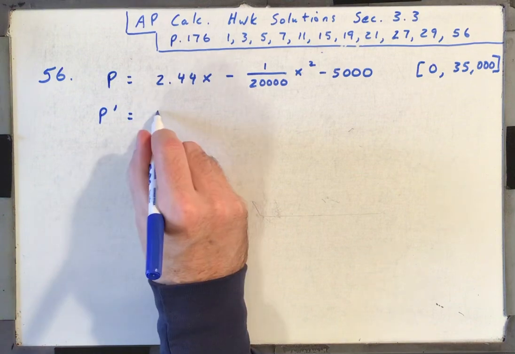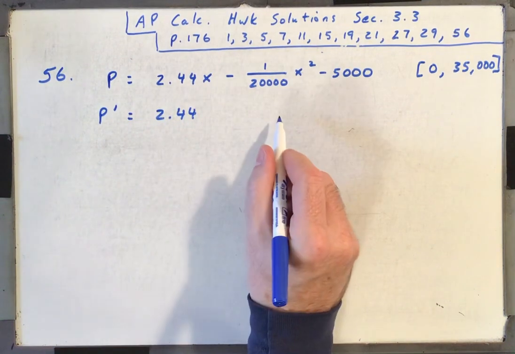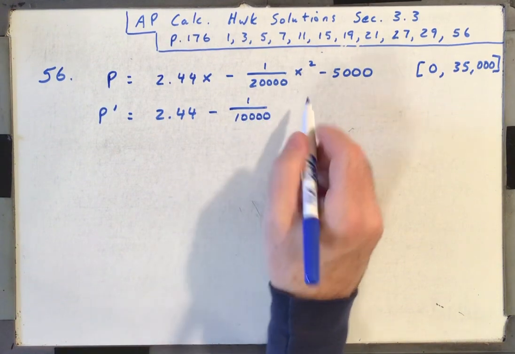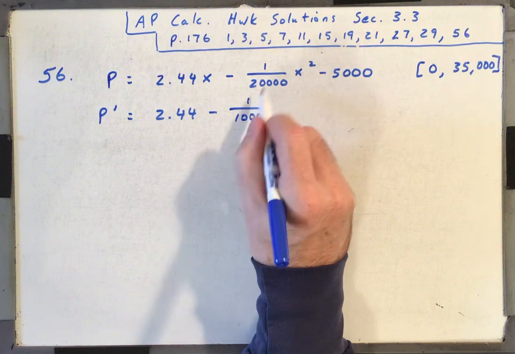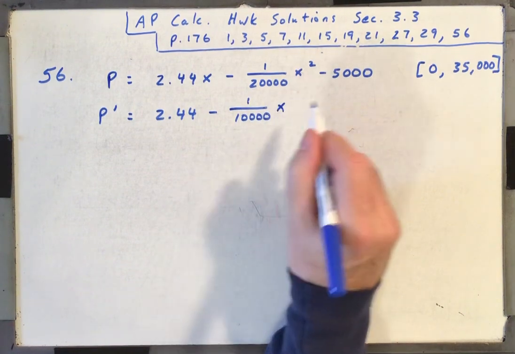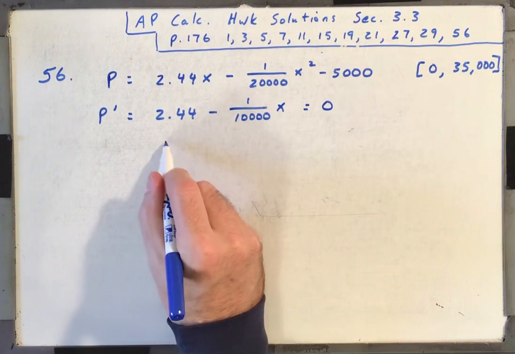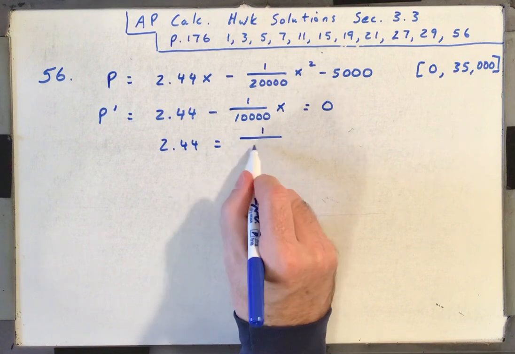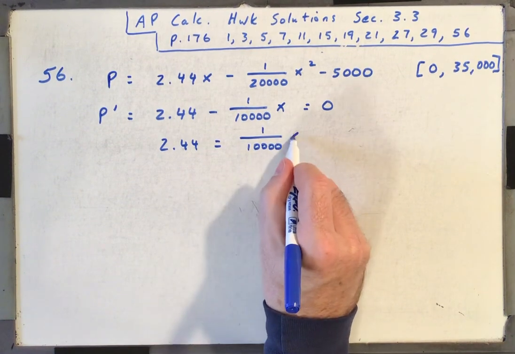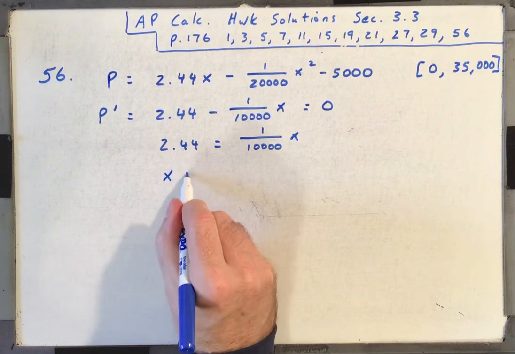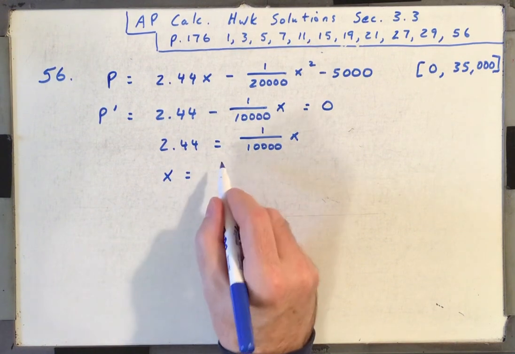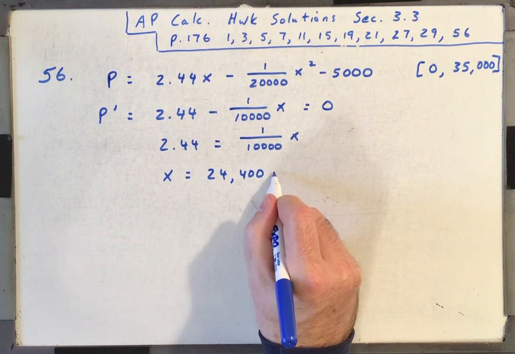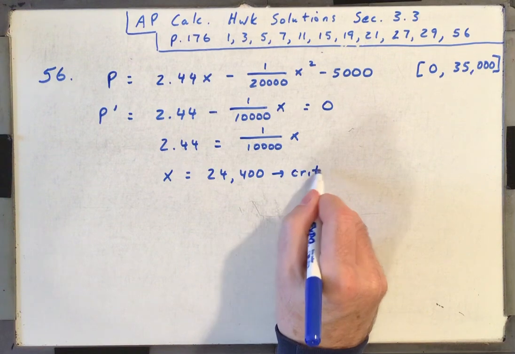Okay, so I rewrote that to take the derivative easier. P prime is going to be 2.44 minus 1 over 10,000, right? 2 times 1 over 20,000 would be 2 over 20,000, so that's times x. We're going to set that equal to 0. So we have 2.44 is equal to 1 over 10,000 times x. So x, we would multiply both sides by 10,000, right? Is 24,400, and that is our critical number, our critical point.